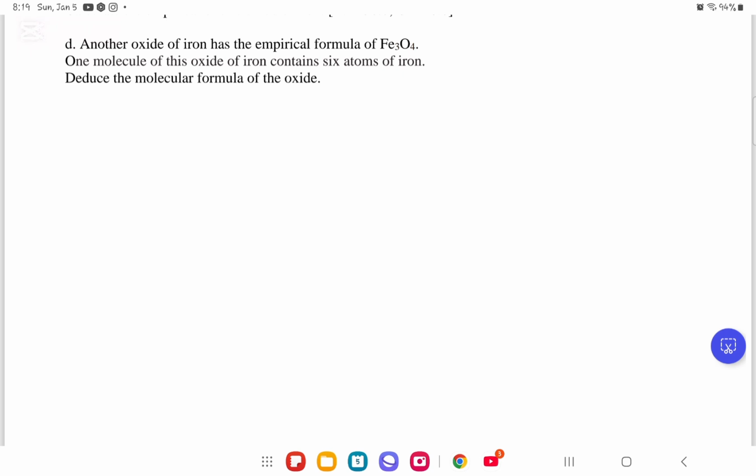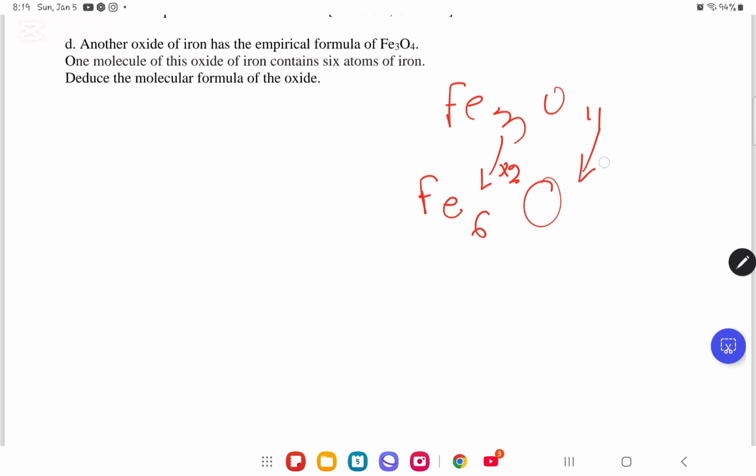Now finally, last but not least, part D, another oxide of iron has the empirical formula of Fe3O4. One molecule of this oxide of iron contains 6 atoms of iron. Deduce the molecular formula of the oxide. So very simply, Fe3O4. They told us that the iron contains 6. So they multiplied it by 2. That means the oxygen you will also multiply it by 2. And you are going to get 8.